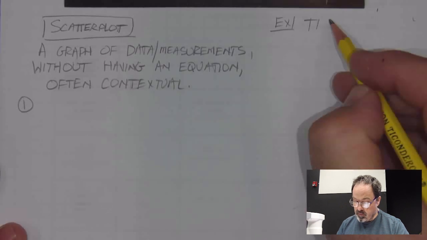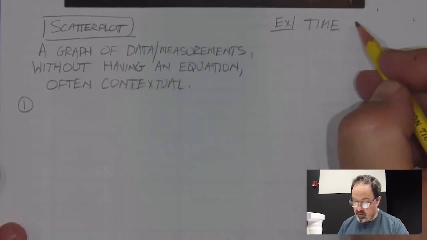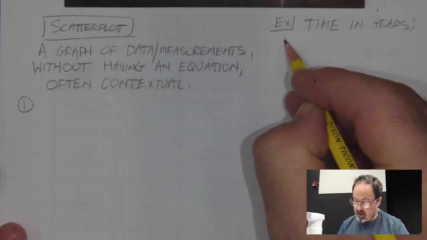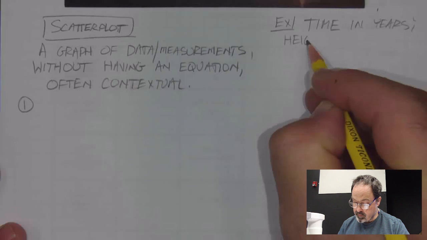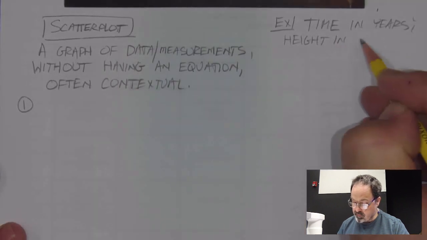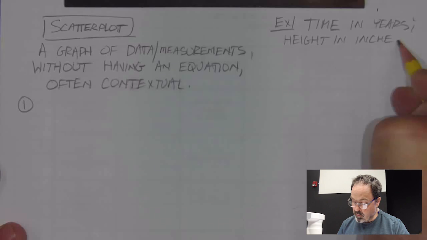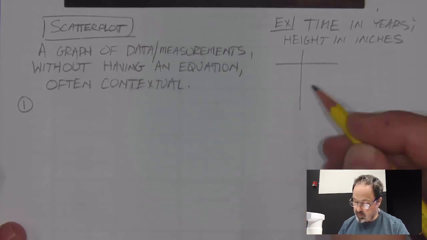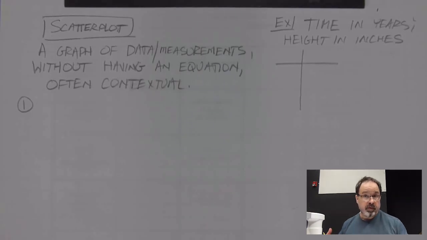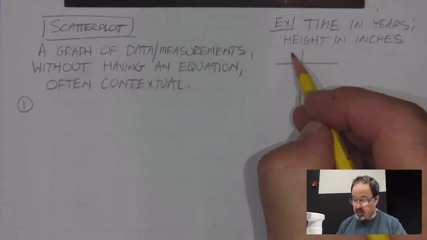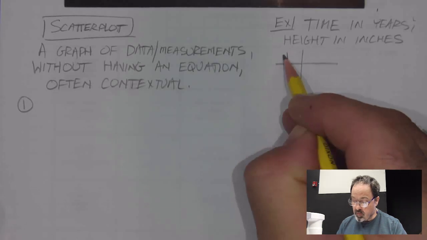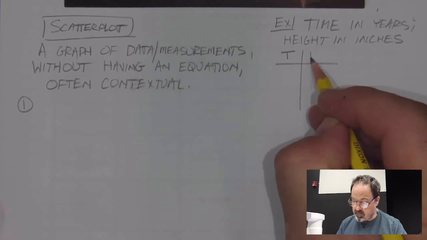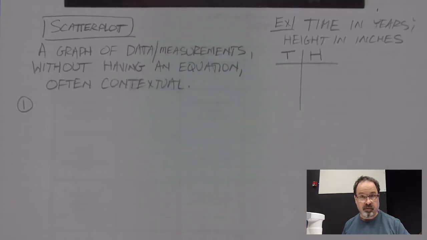And the example will be a comparison of time measured in years and height measured in inches. We can organize data in a t-table. And because this information is a real-world measurement, then we're not going to use our typical x and y, but we'll make our t-table with t representing time in years and h representing height in inches.